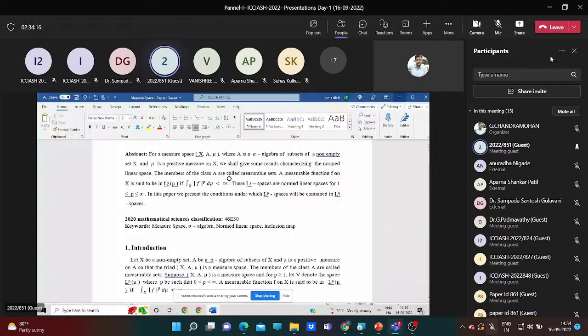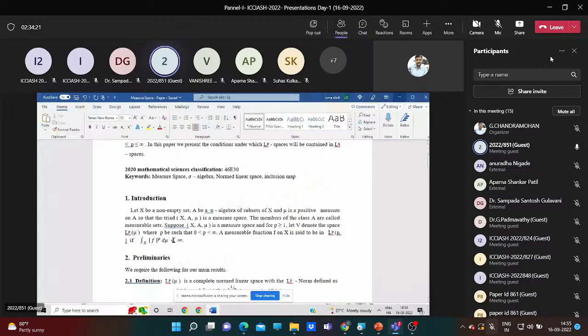So the introduction: let X be a non-empty set, A is a sigma algebra of subsets. Sigma algebra means a non-empty collection of subsets of X, which is closed under the operations of complement, countable unions, or countable intersections. And mu is a positive measure. Positive measure means a function from measurable sets to a non-negative real number. So in fact, it forms what is known as a measure space. The members of this class A are called measurable sets.